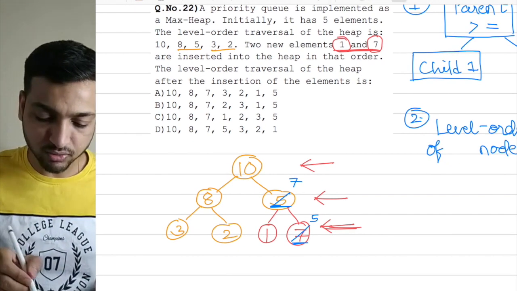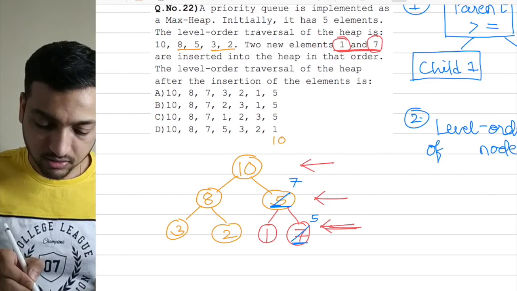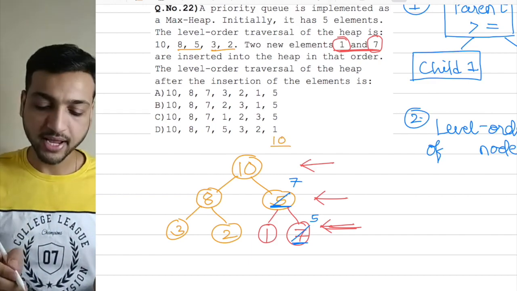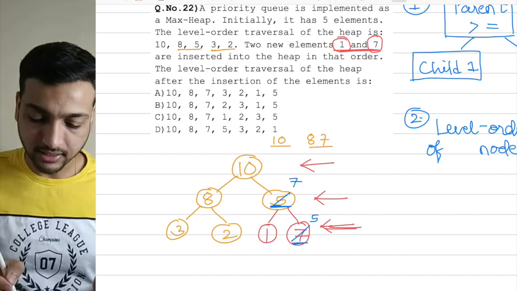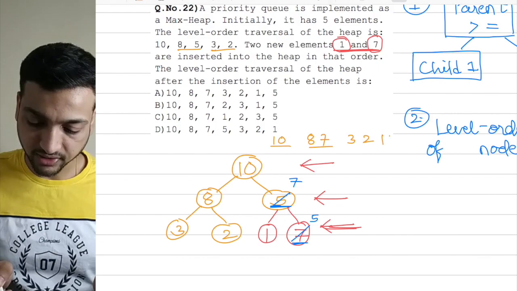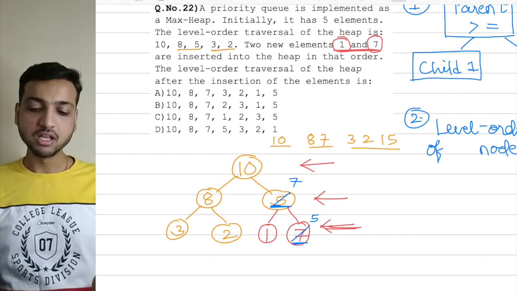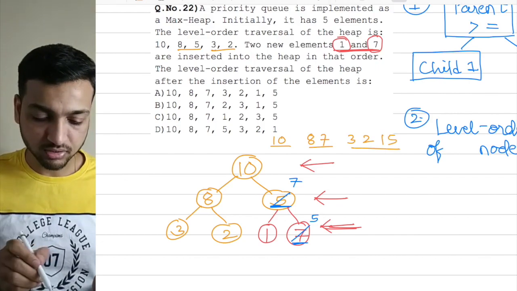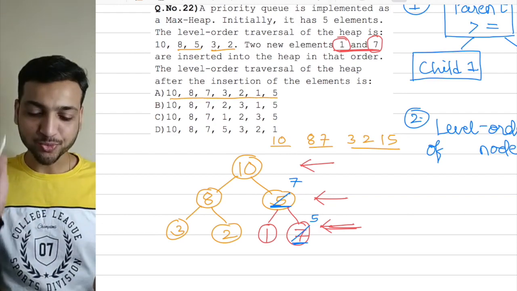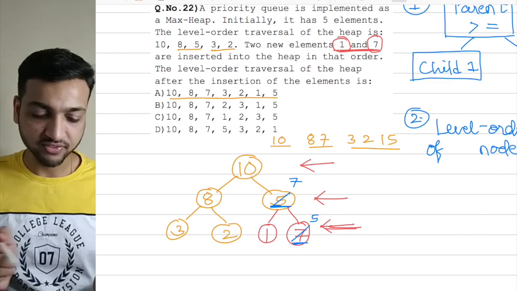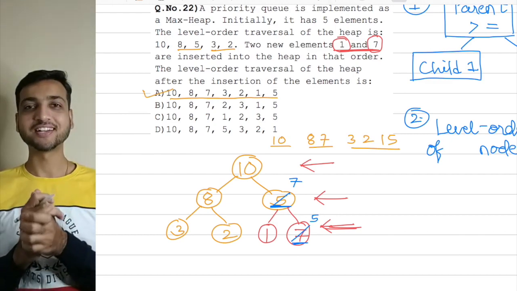So the level order traversal is going to be 10. Okay, 10 at first level, followed by 8 and 7. So 8 and 7 at the second level, followed by 3, 2, 1, 5 at the third level. So this option should be there somewhere. Yes, I can see it in option A. So option A has 10, 8, 7, 3, 2, 1, 5. So option A becomes our right answer.